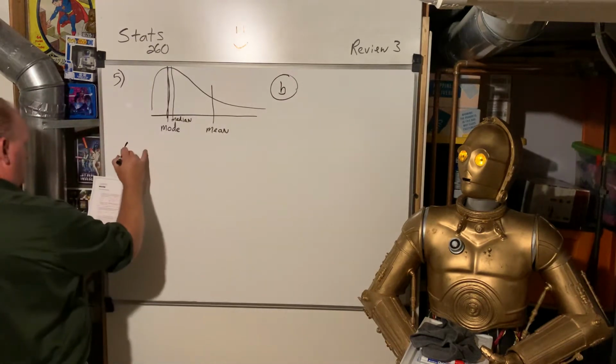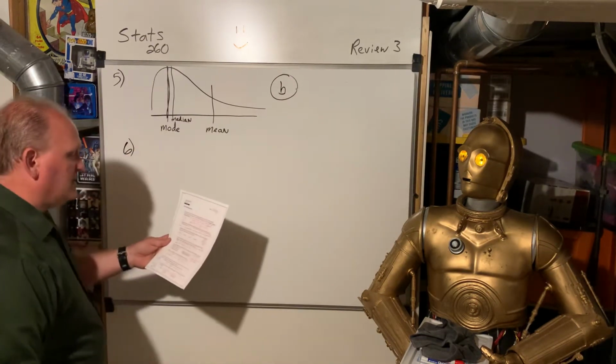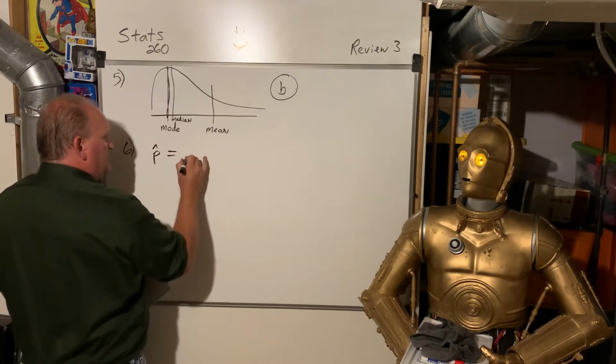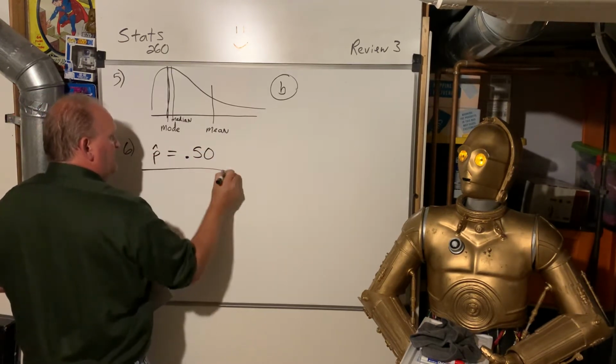All right. Number 6. What is the default p-hat? So if you don't know p-hat and you're given a problem, you just default it to 50%. 0.50.